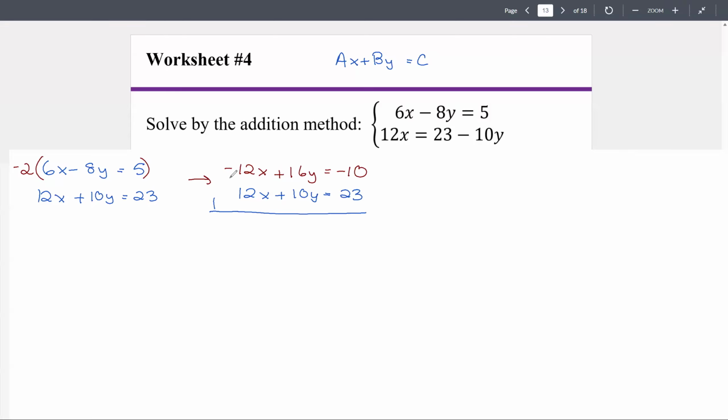So we're going to add our equations together. So minus 12x plus 12x is going to leave me with 0x. 16y plus 10y is going to leave me with 26y. And -10 plus 23 is going to leave me with 13. So I have 26y equals 13. If I divide both sides by 26, y is equal to 1/2.